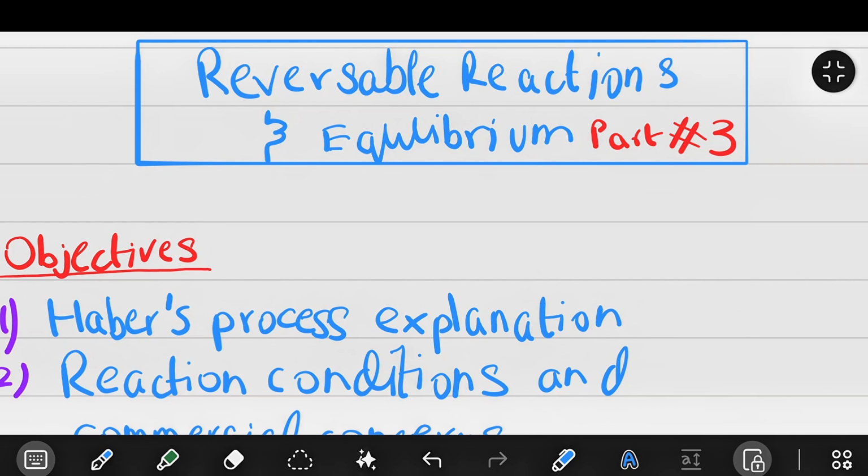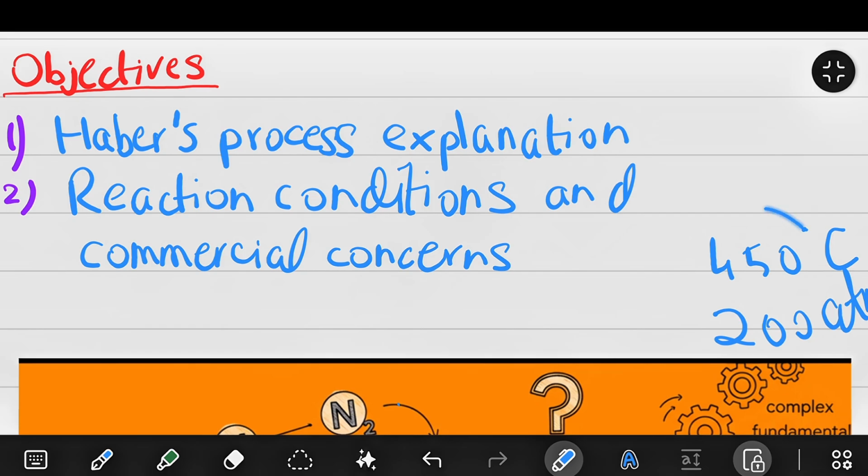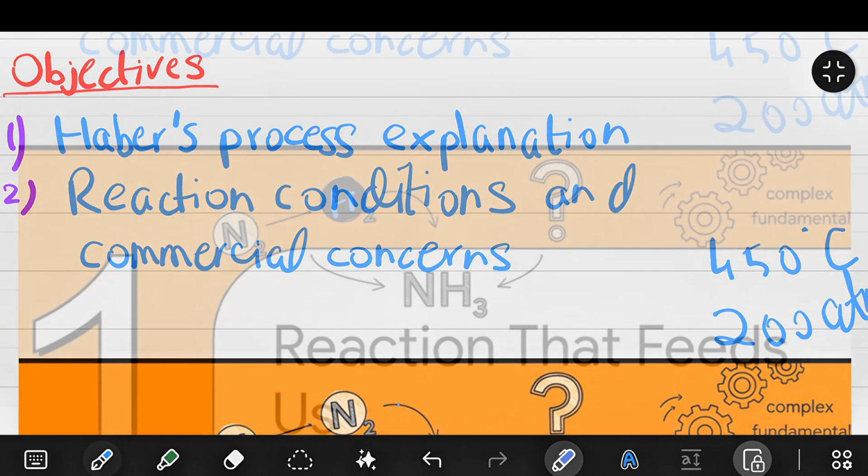So in today's class, we're going to be taking a look at the Haber process, which is the industrial production of ammonia from nitrogen and hydrogen, right? And in particular, we consider why the reaction is always done at a temperature of 450 degrees Celsius and a pressure of 200 atmospheres, right? So these are the conditions of the Haber process.